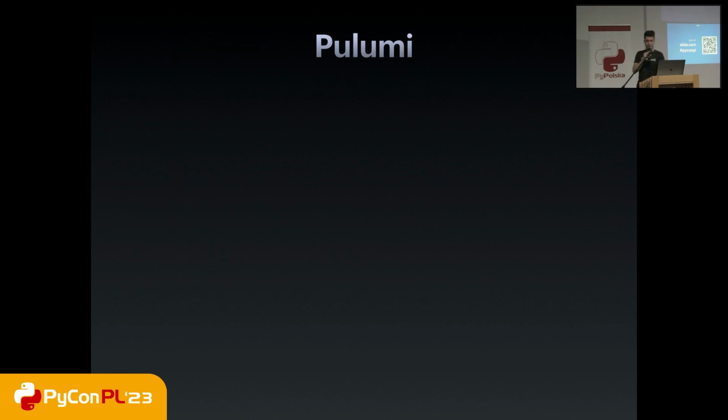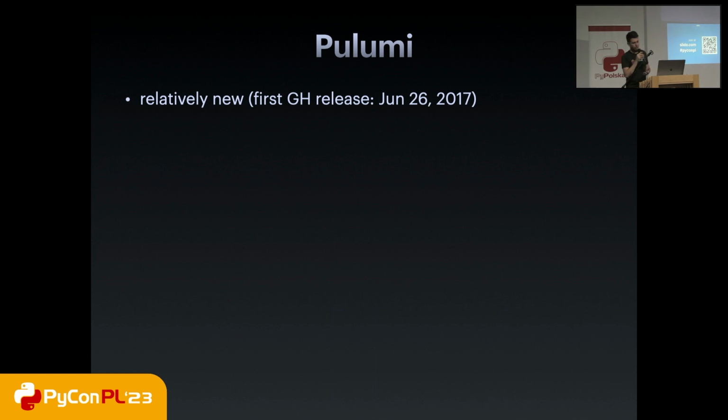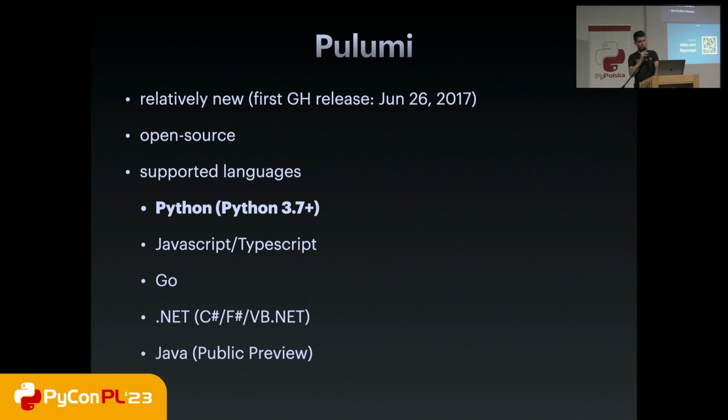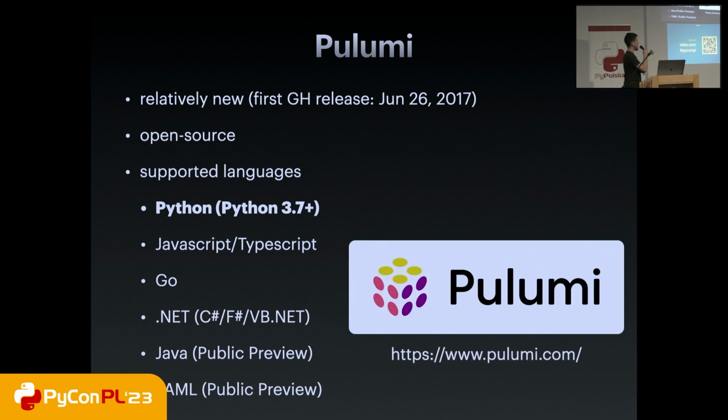So what is Pulumi? This is a relatively new project. The first GitHub release was around 2017. It's open source, and it has a lot of supported languages. Of course, it includes Python, but it also supports JavaScript, Go, the .NET platform, and, as a public preview, Java and YAML files. If you want to know more, the main domain is pretty simple to remember, just pulumi.com.